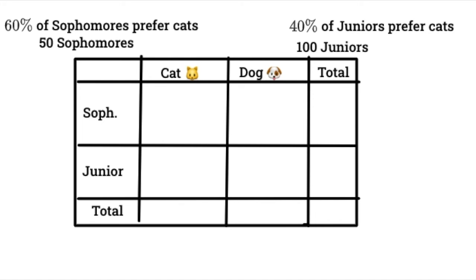And if we have 50 sophomores and 100 juniors, then we can fill in that we've got 30 sophomores who prefer cats and 40 juniors who prefer cats. So now we know the totals, right? We know that we have 50 total sophomores and 100 total juniors. So that means the remainders prefer dogs. We can see that we've got 20 sophomores and 60 juniors.